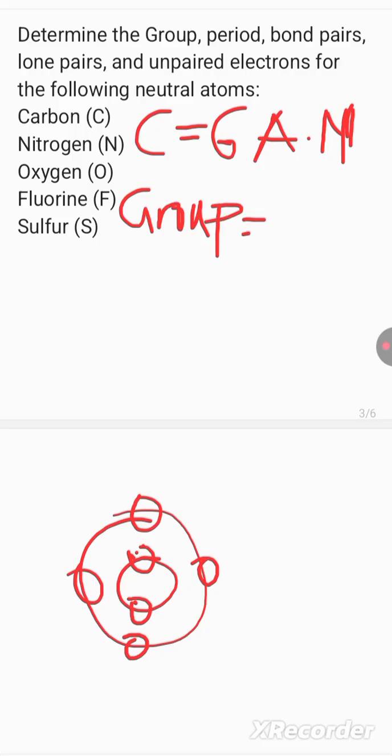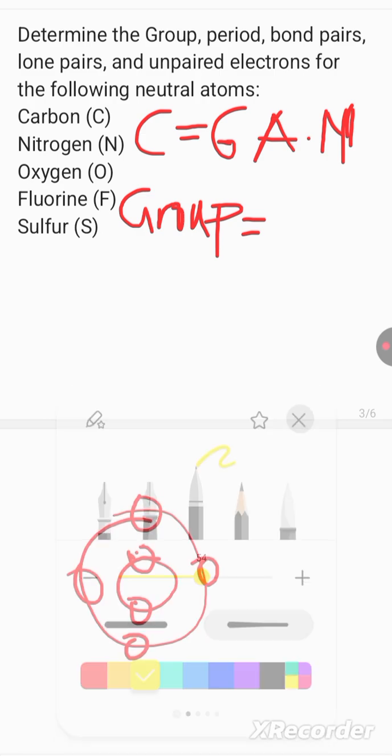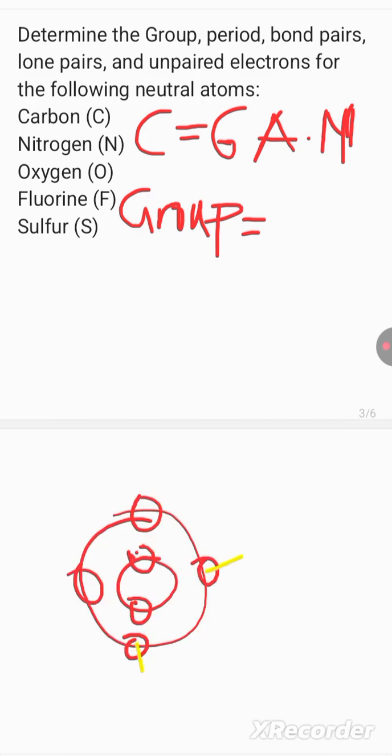To determine the group, you count the number of electrons present in the outermost shell. Let's count the electrons in the outermost shell: 1, 2, 3, 4. We have 2 shells, 1 and 2. The shell that is outside, you count the electrons located there. That number gives you the group the element belongs to. So it belongs to group 4.